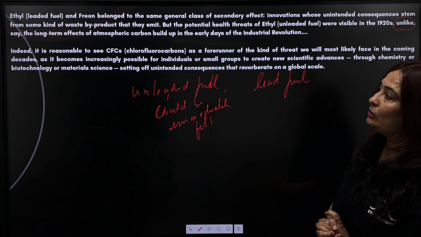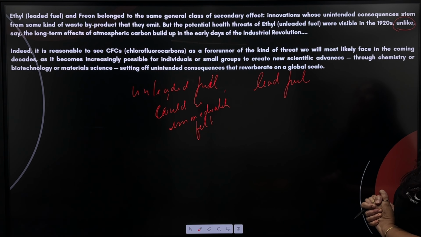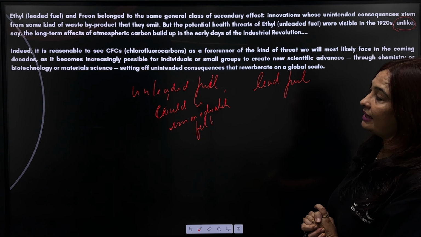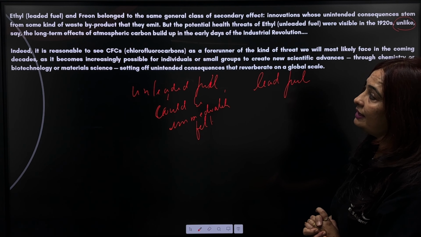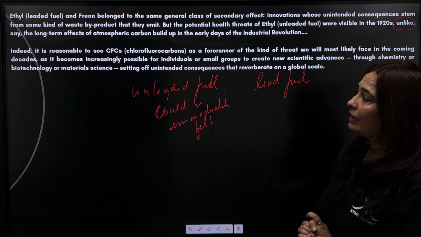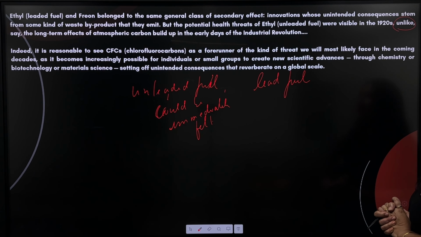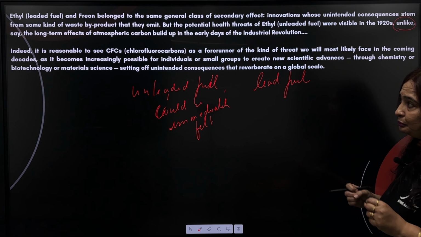Indeed, it is reasonable to see chlorofluorocarbons as a forerunner of the kind of threat we will most likely face in the coming decades, as it becomes increasingly possible for individuals or small groups to create new scientific advances through chemistry or biotechnology or material science, setting off unintended consequences that reverberate on a global scale.